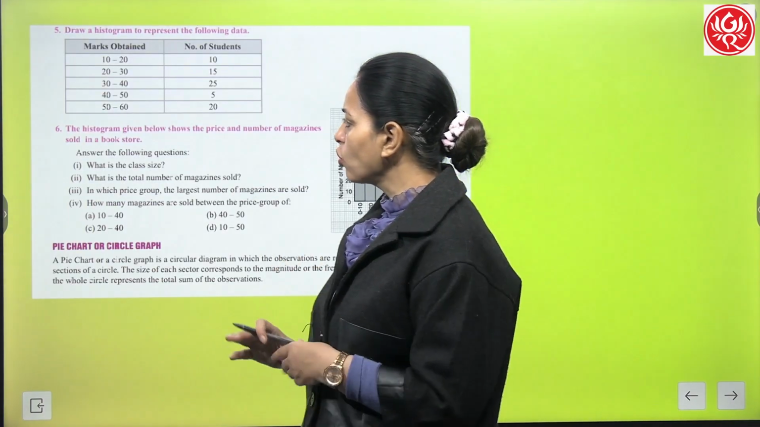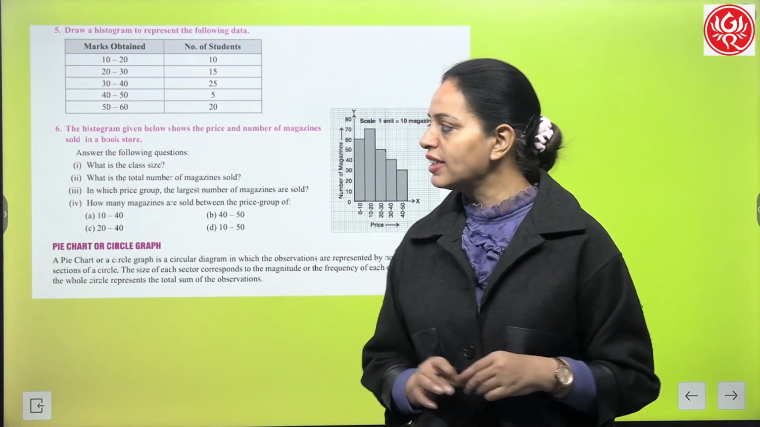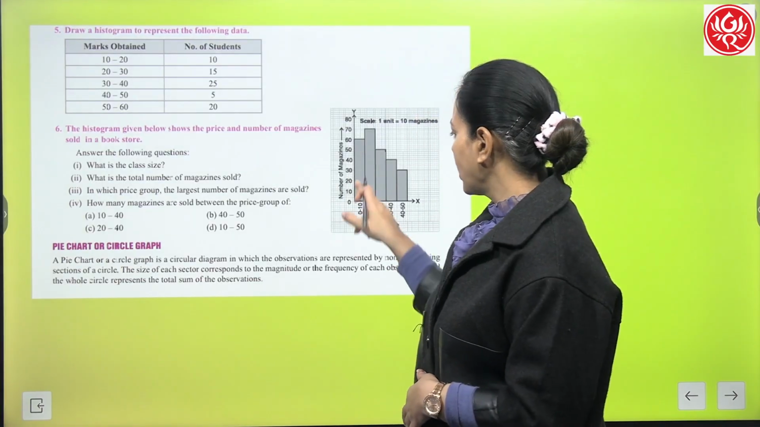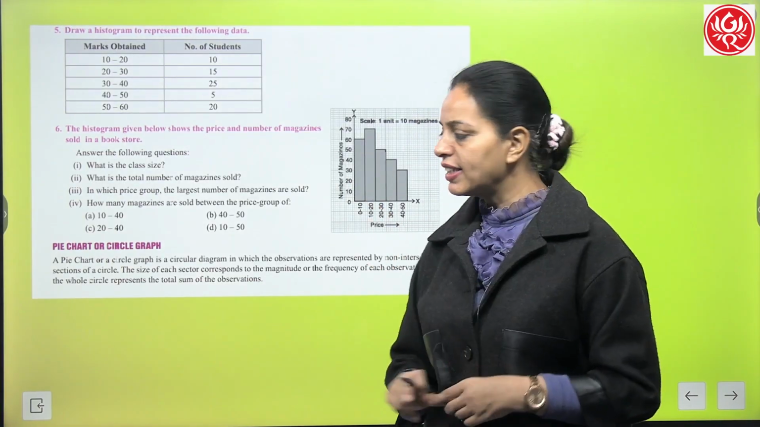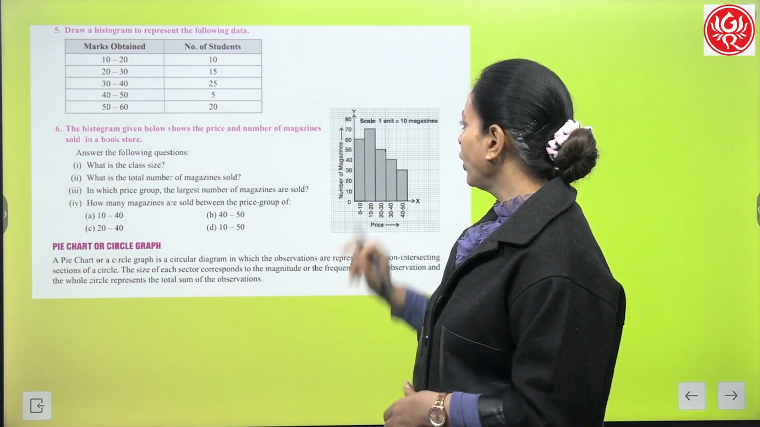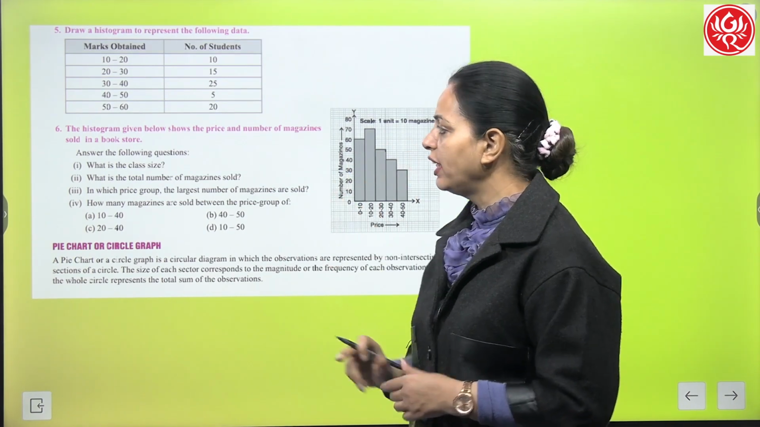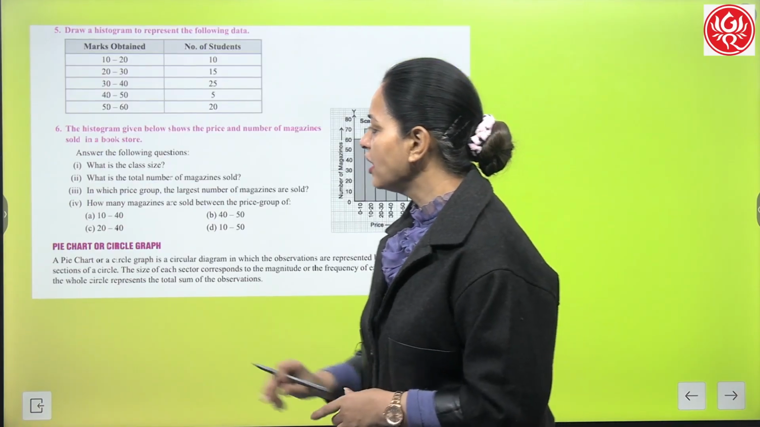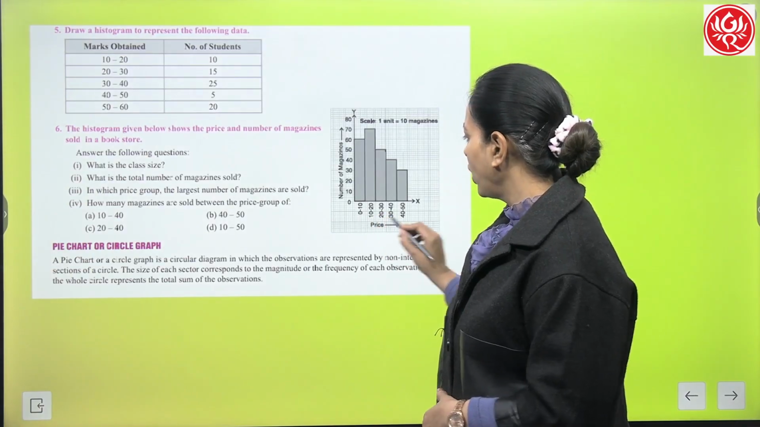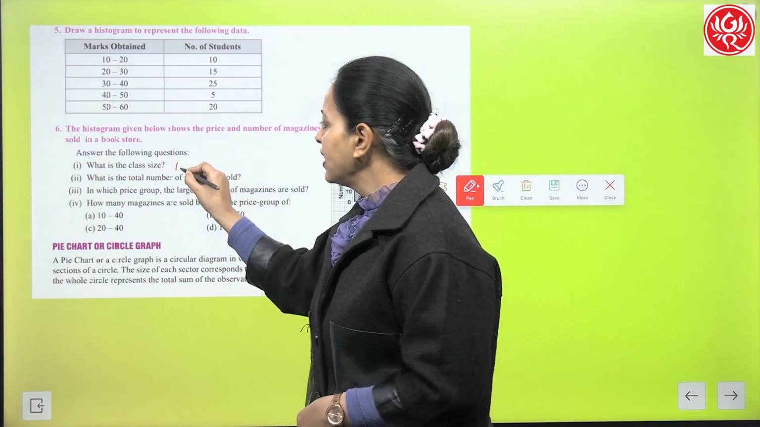Now come to the sixth question. The histogram given below shows the price and number of magazines sold in a bookstore. Answer these questions. Here this is a histogram, price along the x-axis and number of magazines along the y-axis, and the scale is 1 unit equals 10 magazines, like 10, 20, 30, 40. The first one, what is the class size? See here 0 to 10, 10 to 20, 20 to 30. So class size is 10 only.